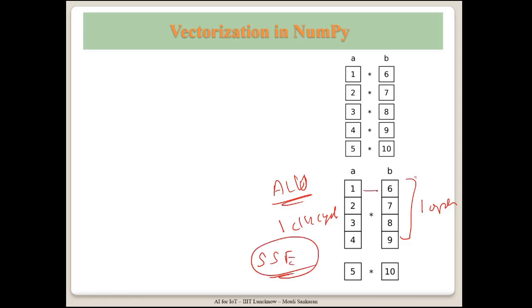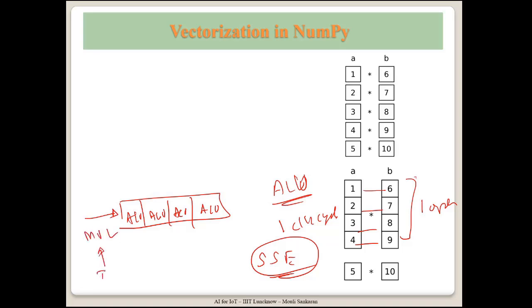Then all the multiplications are done in parallel. That means there is a set of ALUs. Suppose there are 4 ALUs. Then the job that it has to do is multiplication. This is the instruction which is saying that perform multiplication.